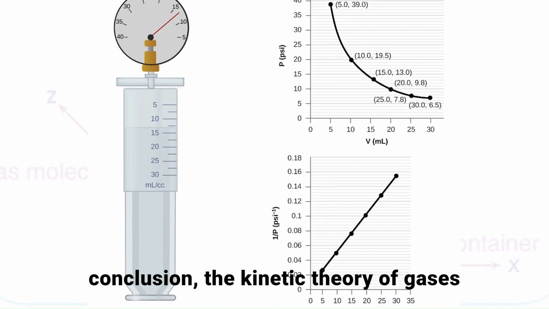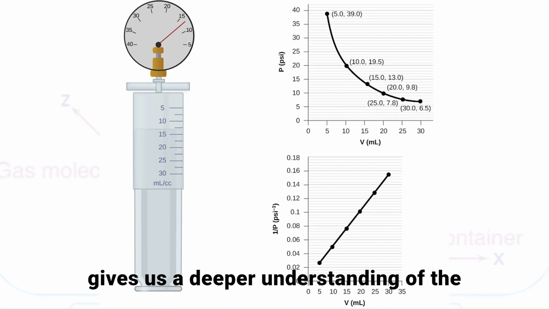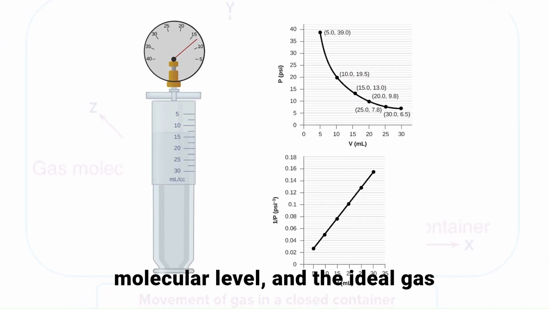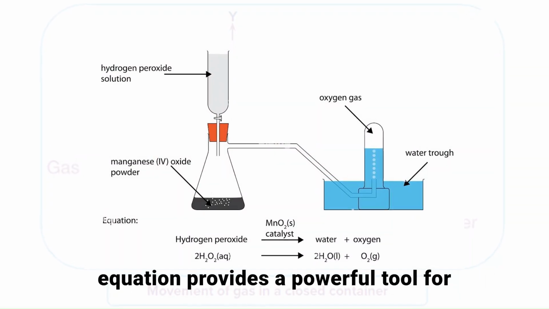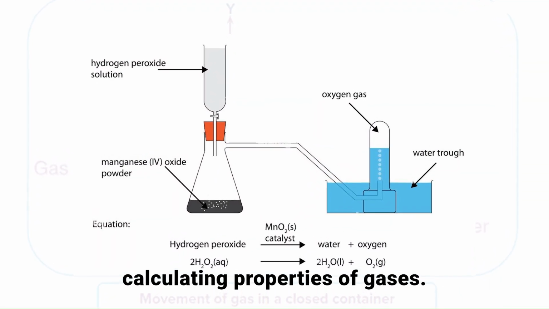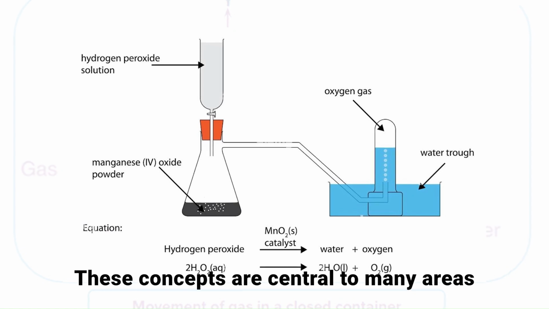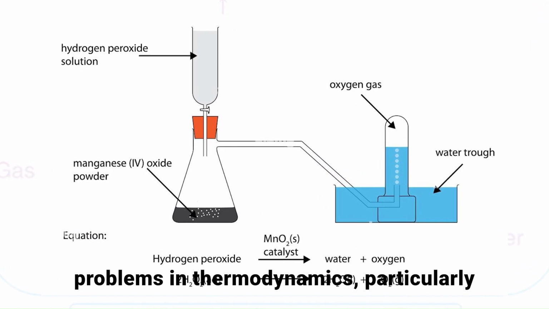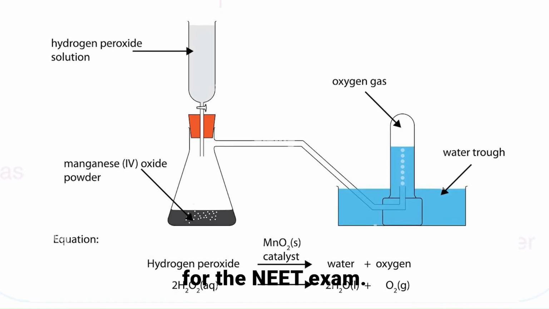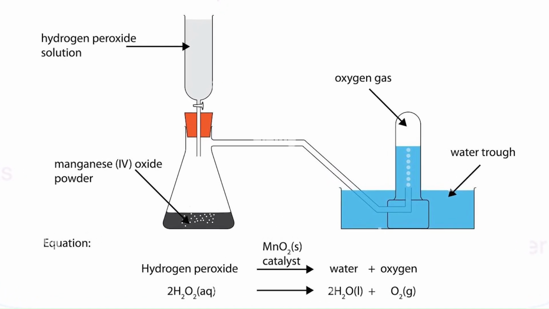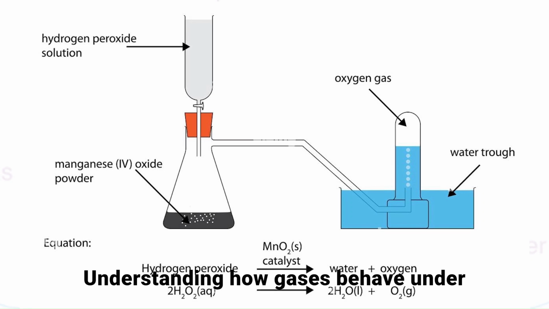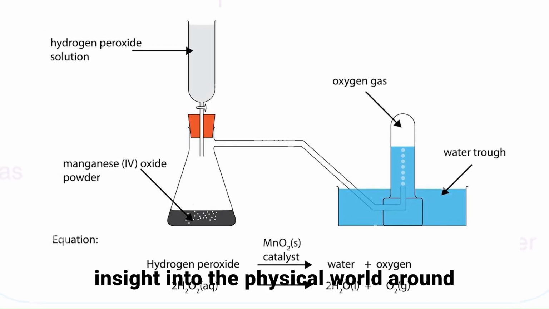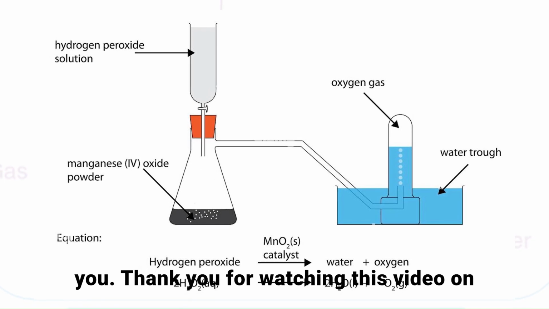In conclusion, the kinetic theory of gases gives us a deeper understanding of the behavior of gas molecules at the molecular level, and the ideal gas equation provides a powerful tool for calculating properties of gases. These concepts are central to many areas of physics and are essential for solving problems in thermodynamics, particularly for the NEET exam. Understanding how gases behave under different conditions will not only help you with your exams but also give you insight into the physical world around you.